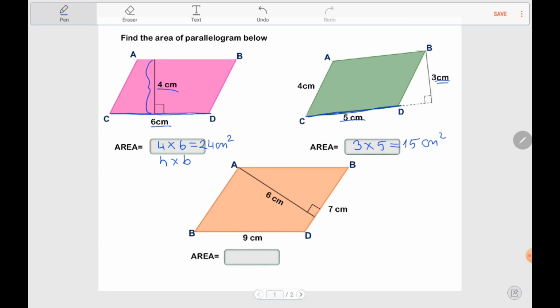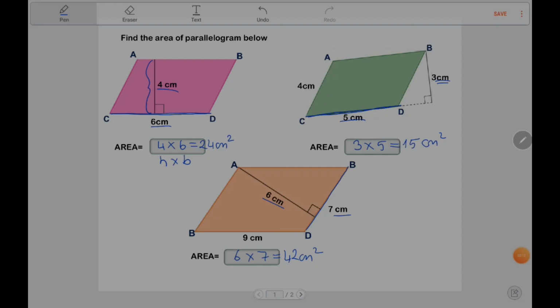Look at the last one. So, our height is 6 centimeters. And this height is perpendicular to side BD. And this means that the base is BD, and this is 7 centimeters. And the area is equal to 6 times 7, which is equal to 42 square centimeters.